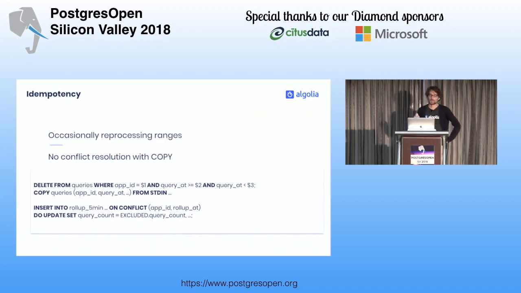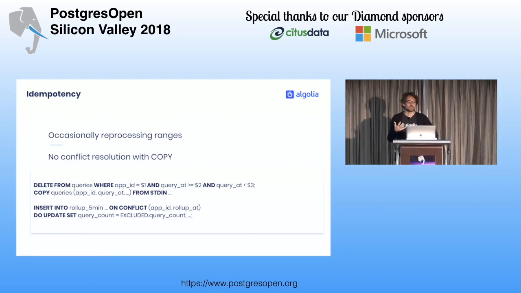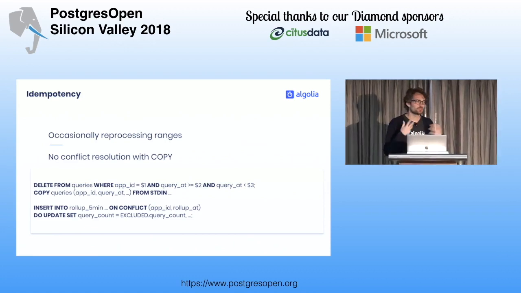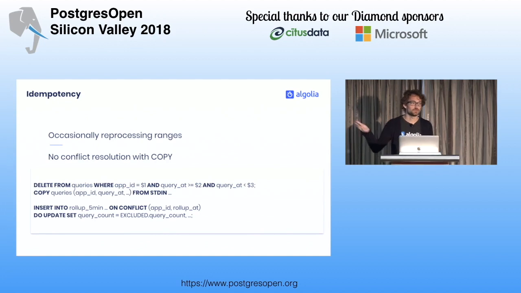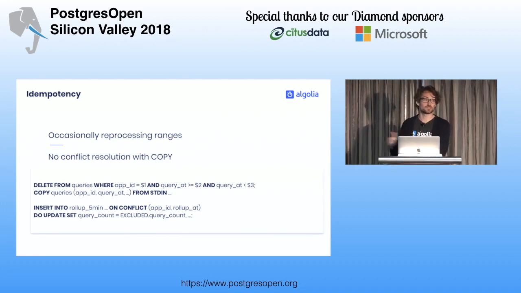Okay. Before going further, I will stop to talk a little bit about idempotency. This is something we've been struggling with for a while, actually. In our case, we need to be able to reprocess data. We need to be able to reprocess ranges of data. Why? For many reasons. First, our upstream queues may produce duplicates. We may receive the same insert job several times. We don't want that to produce duplicate metrics.